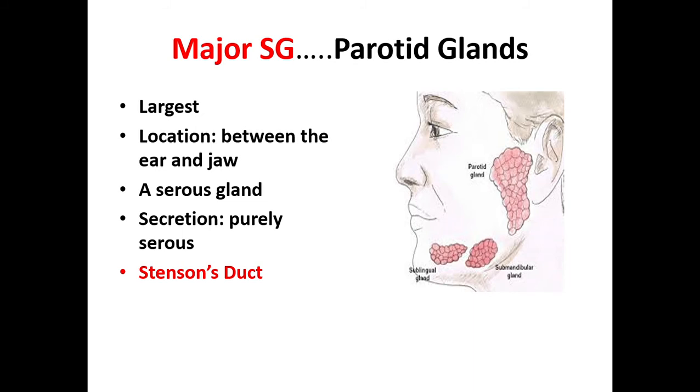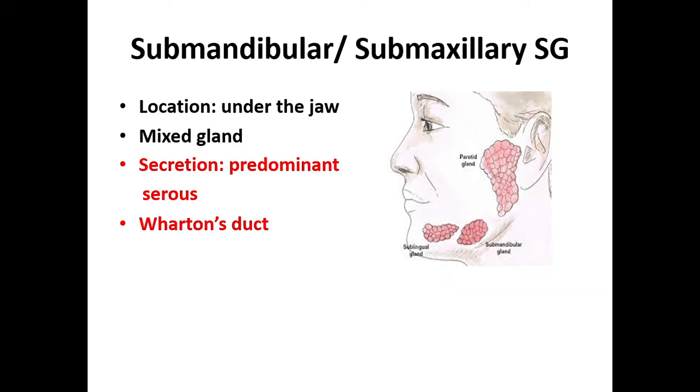The parotid gland is the largest major salivary gland. It is located between the ear and the jaw and is a serous gland. Secretion is purely serous in nature. The duct is referred to as Stenson's duct.